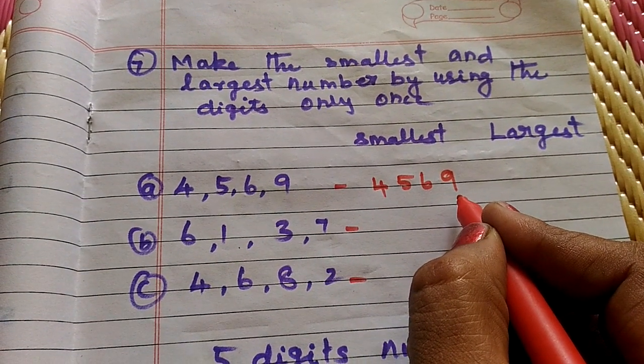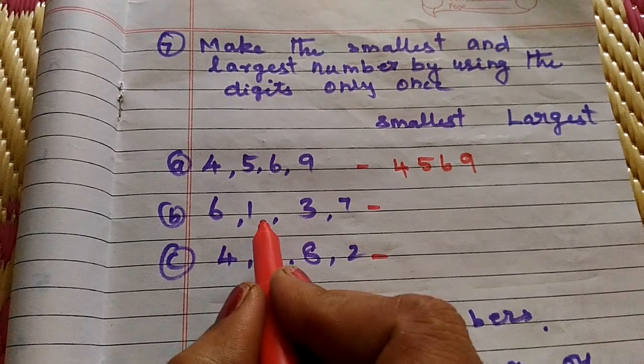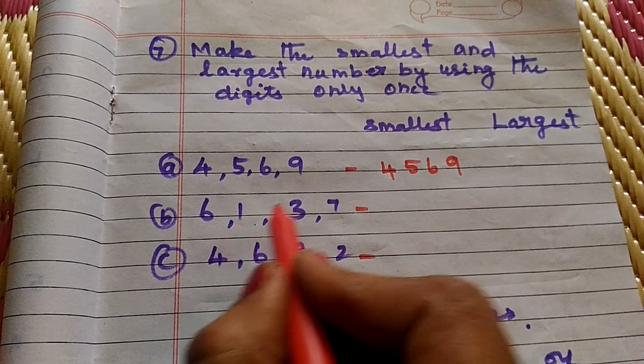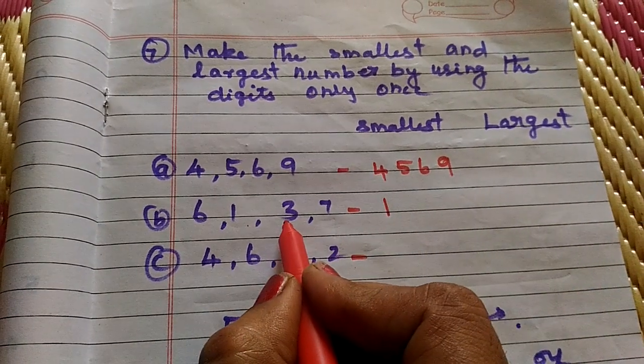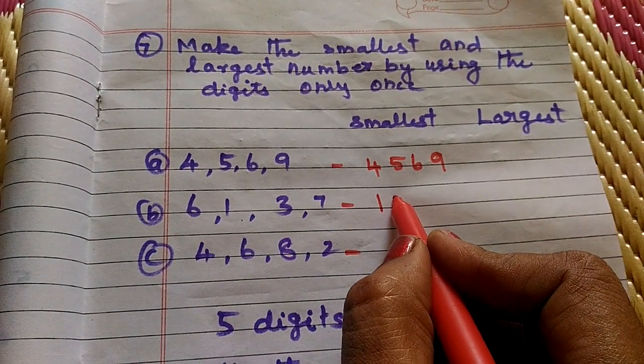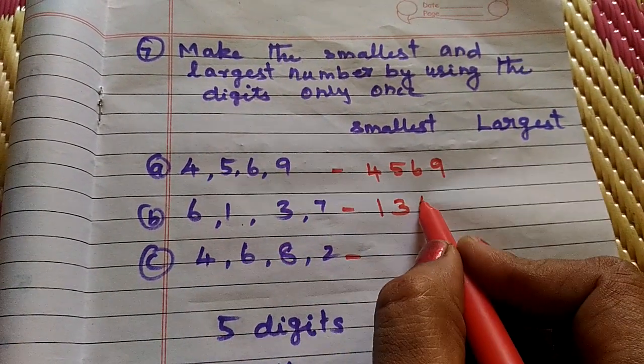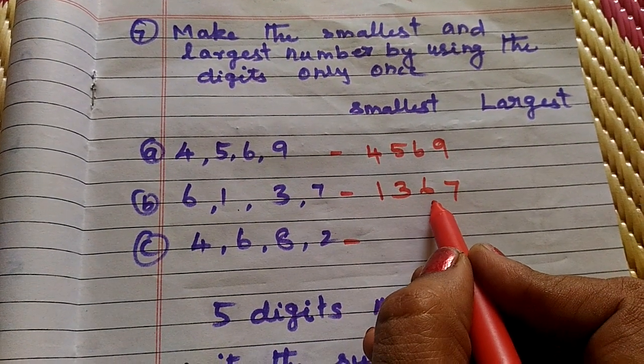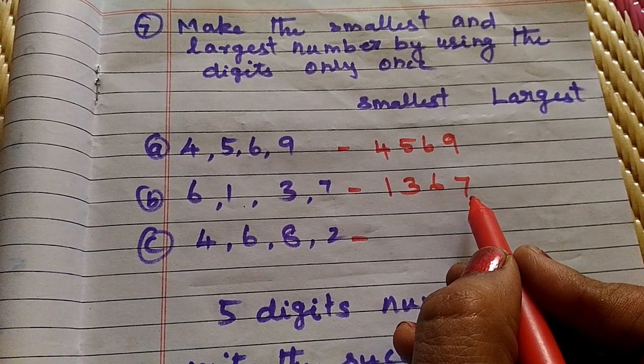4,565 is the smallest number. Then here, which one is the smallest number? 1, then 3, then 6, then 7. 1,367 is the smallest number.